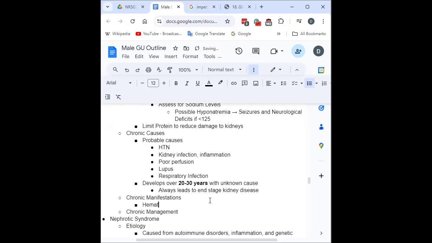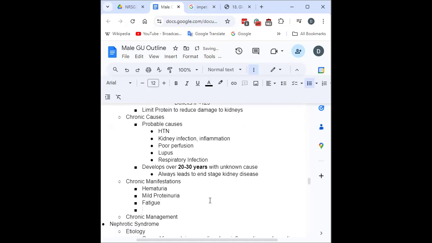So you'll still have that hematuria. You'll still have the mild proteinuria. You'll have some fatigue that goes along with it. You'll have fluid overload, and I think with your chronic, the fluid overload becomes a bit worse, a little less mild. So probably a little bit more attention on the fluid overload aspect. So you'll have edema. You'll need to assess lungs. Worry about their weight. Do daily weights to see if they're retaining fluid.